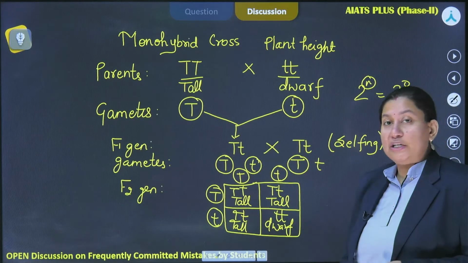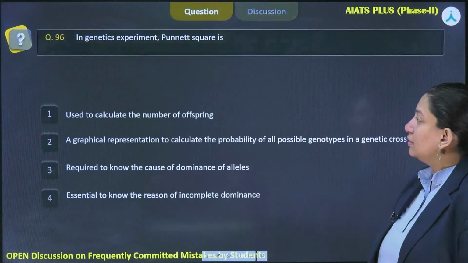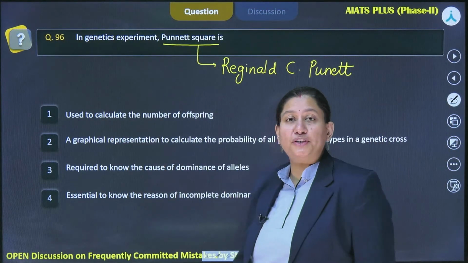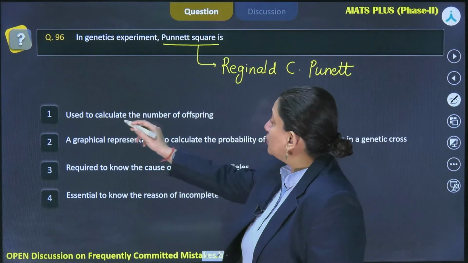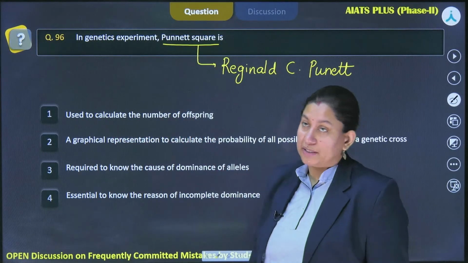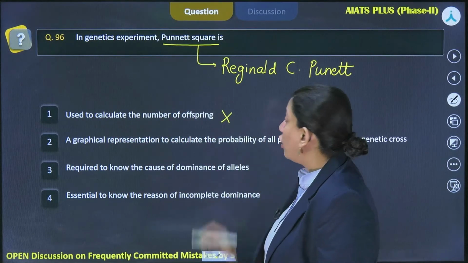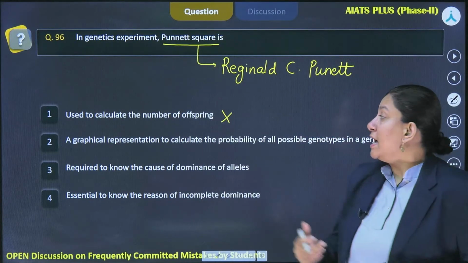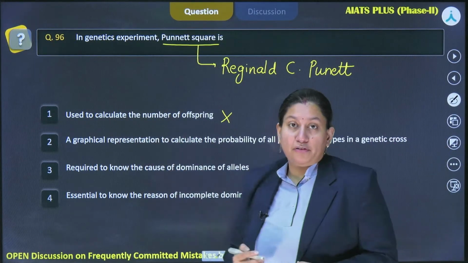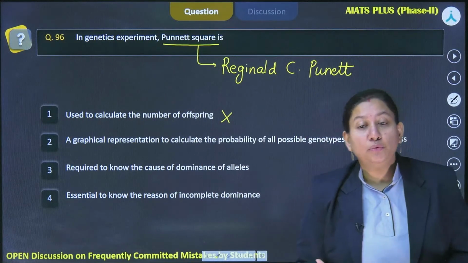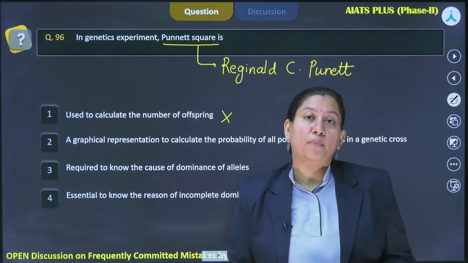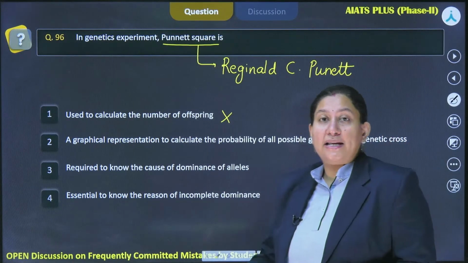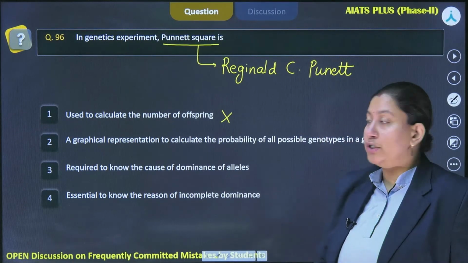Now with this information, let's get back to the question. Over here, the very first option is talking about, it is used to calculate the number of offsprings. So that cannot be analyzed with the help of Punnett square. If you want to calculate the number of offspring, you have to go for the absolute count when you are performing a cross, right? You literally have to count each and every organism or progeny that is being produced.